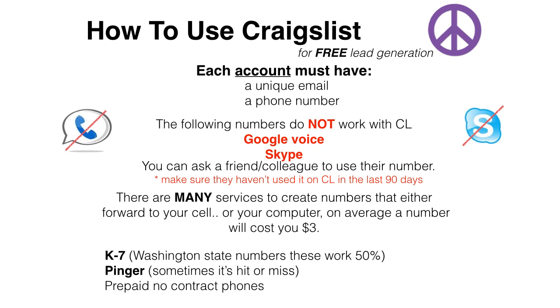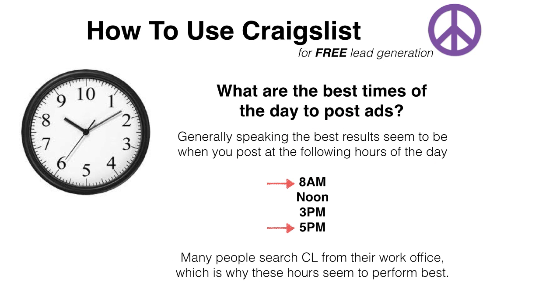If you are on a very tight budget or you're trying to go for free, you can try K7. These provide Washington state numbers. I will say these are hit or miss. They work about 50% of the time. There's also Pinger, which you can download onto your cell phone, and it will give you a free virtual number. I do have to stress, though, this is hit or miss. It will work sometimes and sometimes not. And of course, you can always purchase a $15 prepaid flip phone like a Verizon or something at Walmart in order to get yourself an extra phone number.